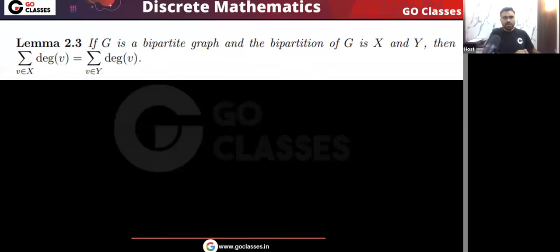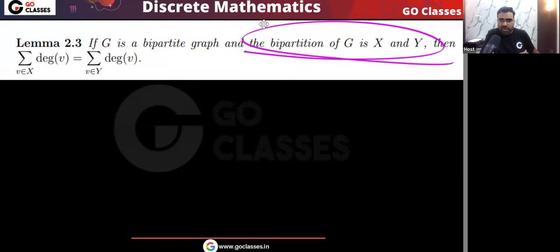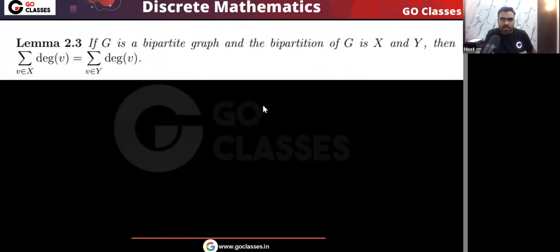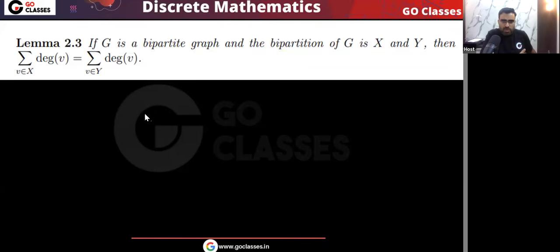Now let's move on. Now let's see this theorem, and this is very easy to prove. If G is a bipartite graph and the bipartition is X and Y, basically the set of vertices we divide into two parts X comma Y, then the total degree of part X is equal to the total degree of part Y. Can you prove it? This is very intuitive. You can easily prove it. See, G is a bipartite graph, and the bipartition is X comma Y.